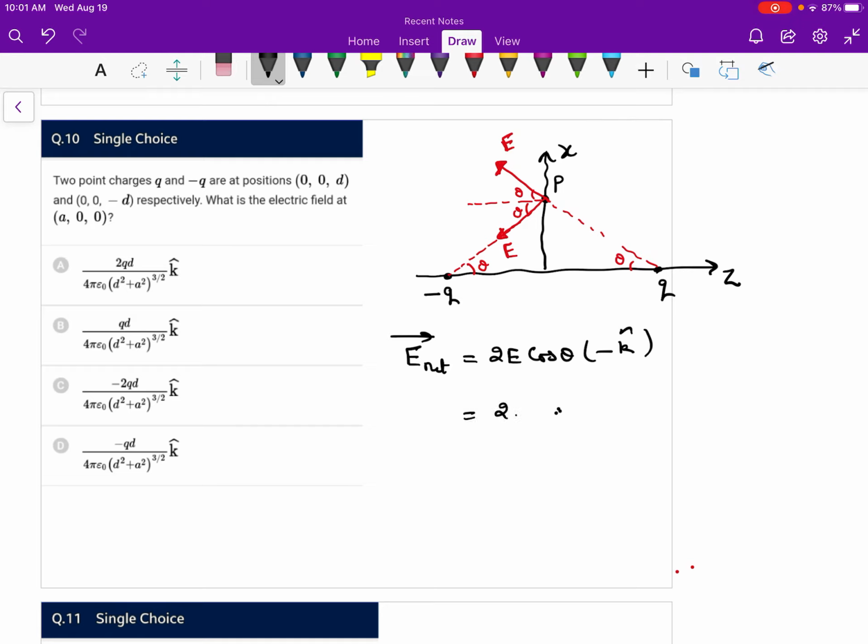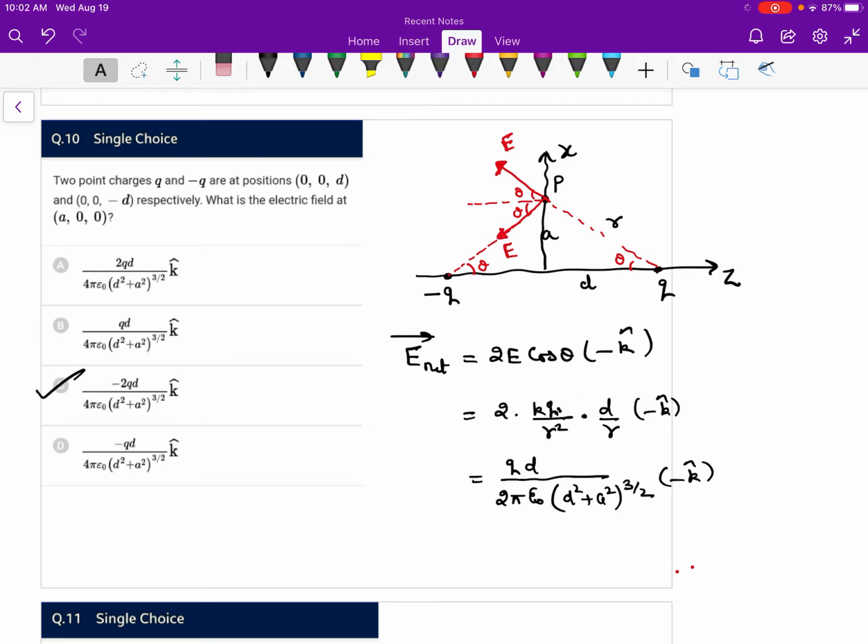So 2E, where E is kq upon r square, and cos theta is d upon r, where this is d, this is a, and this is r. So this is qd upon 2 pi epsilon naught r cube, that is (d square plus a square) raised to power 3 by 2, in the minus k cap direction. So it is minus qd k cap upon 2 pi epsilon naught. So C is the correct option.